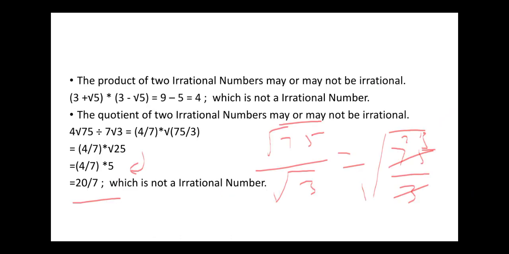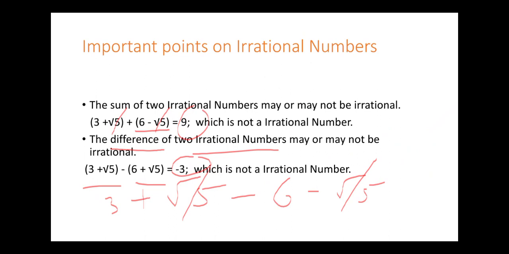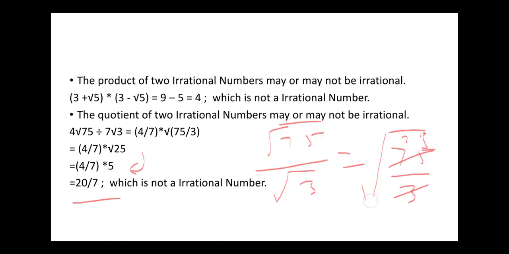So what we have done: the sum of two irrational numbers may or may not be an irrational number. The difference of two irrational numbers may or may not be an irrational number. The product of two irrational numbers may or may not be an irrational number. The quotient of two irrational numbers may or may not be an irrational number.